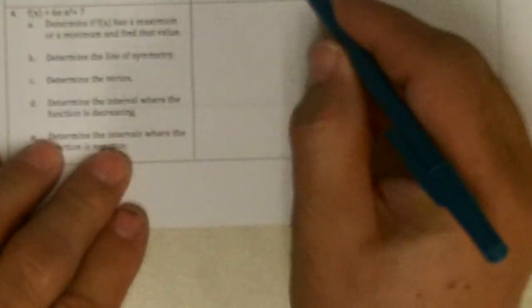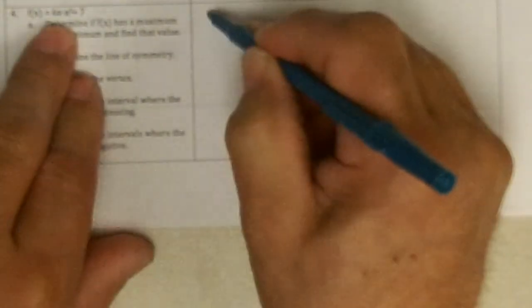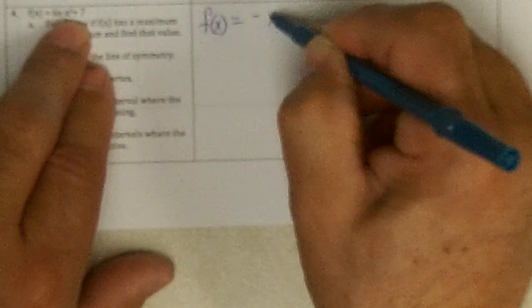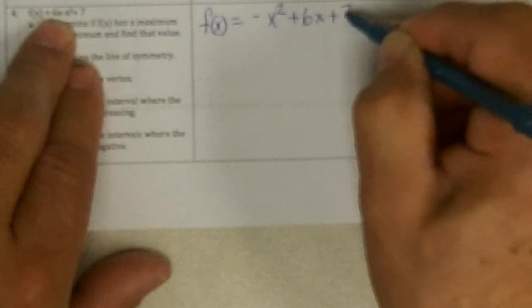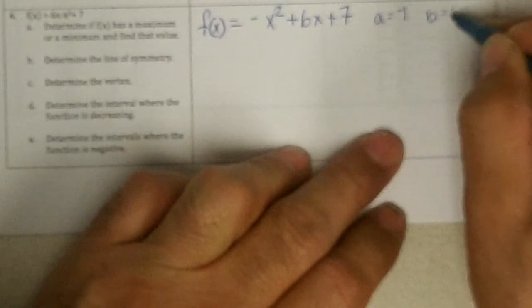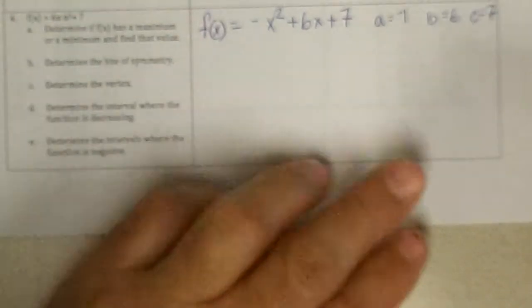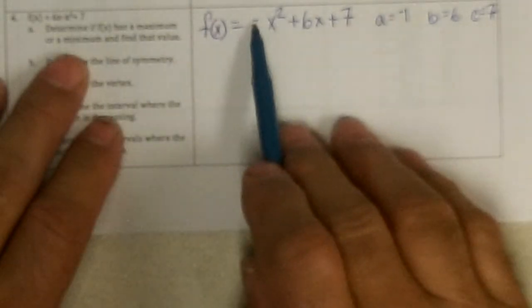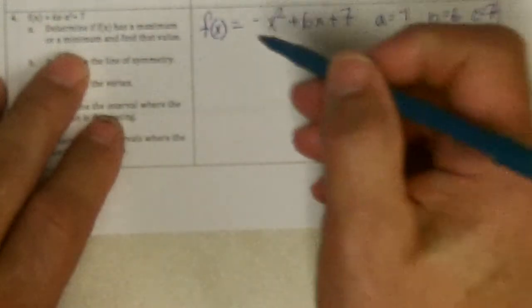Number 4 trips people up because I didn't write them in order. They get confused about what a, b, and c are. It says f of x is negative x squared plus 6x plus 7 if you write them in order. So a is negative 1, b is 6, and c is 7. So, does this have a max or minimum? Well, since this is an upside down parabola, it will have a maximum. And it says find that value.